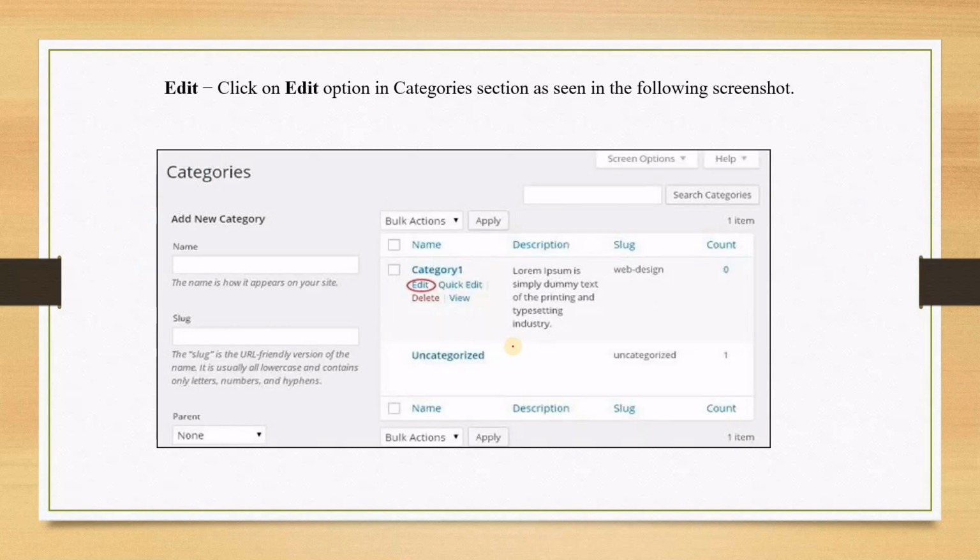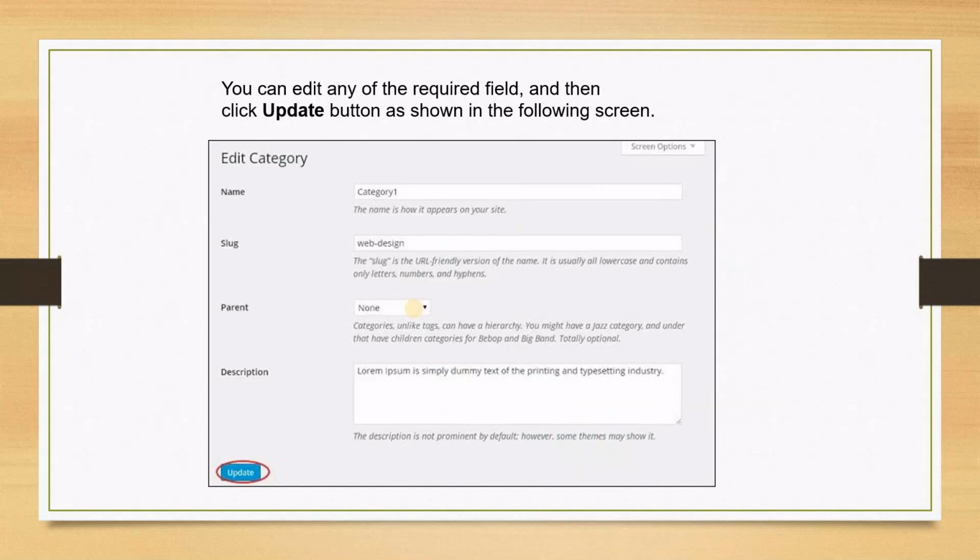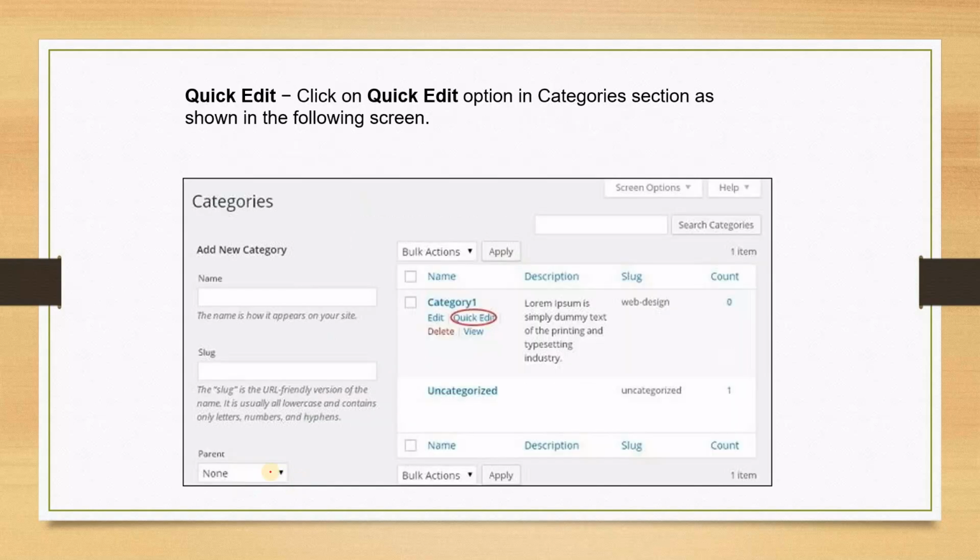So first of all, the edit option is there. By edit, what will happen? It will show name, slug, parent and description in this way. Whichever option you want to change, change that option and update it. So by quick edit, what will happen? Here is the quick edit option.